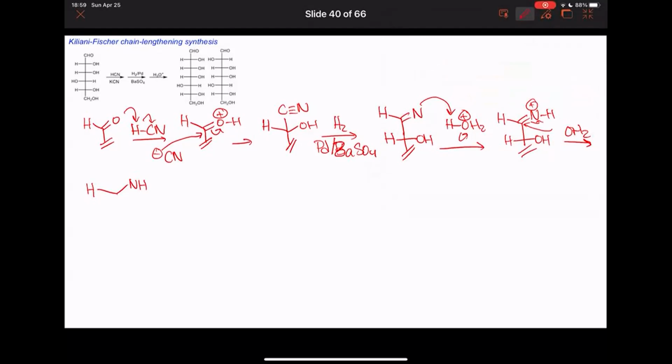Oh, I realized what I messed up. There should be an H already here. And so once you protonate again, it'll get to 2. Okay, cool. So there's 2 right there, and then you just attacked with your water.